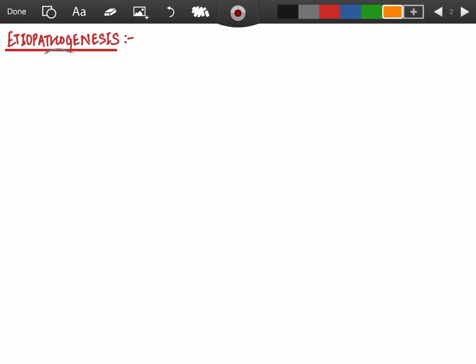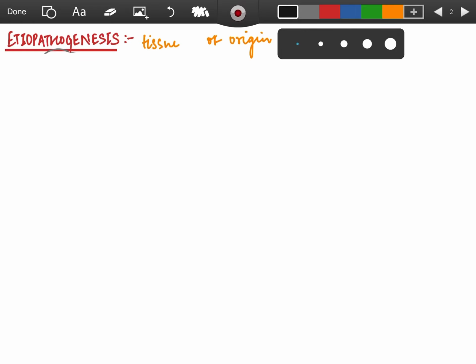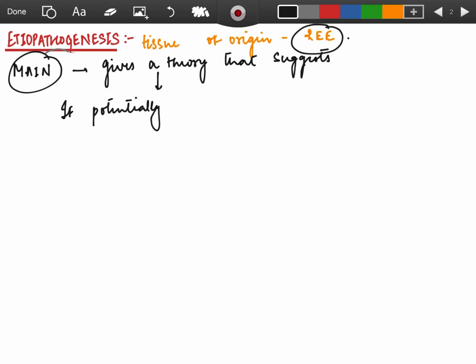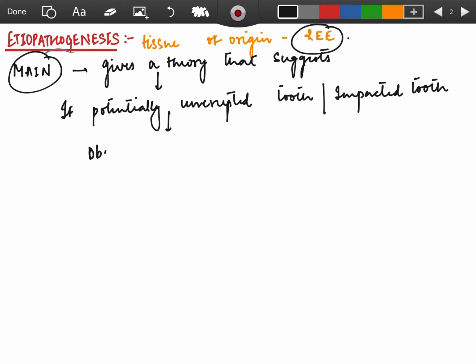So the etiopathogenesis of dentigerous cyst: as we all know, the tissue of origin of the dentigerous cyst is the reduced enamel epithelium. There's a theory given by Main in the Marvin Shear book. Main suggests that if there is a potentially unerupted or impacted tooth, it will obstruct the venous outflow.